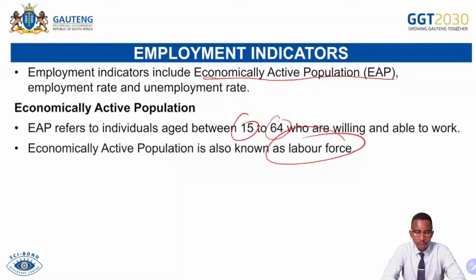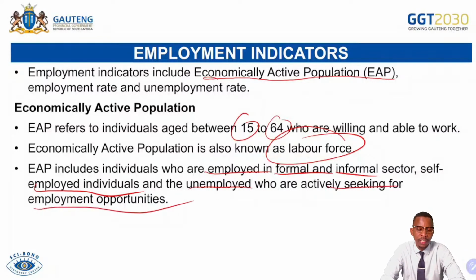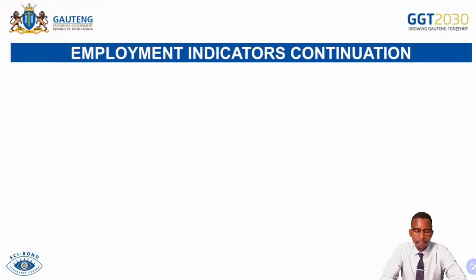And then we continue with the EAP. EAP includes individuals who are employed in both the formal sector and informal sector, also people that are self-employed, and also unemployed people who are actively looking for a job, but they cannot find those job opportunities. So the economically active population includes those people: people employed by the formal sector, people employed by the informal sector, people that are self-employed, and also people that are not employed but they are actively looking for a job. They are economically active. They are willing to work, but they are unable to find that work. So those people are part of the economically active population.